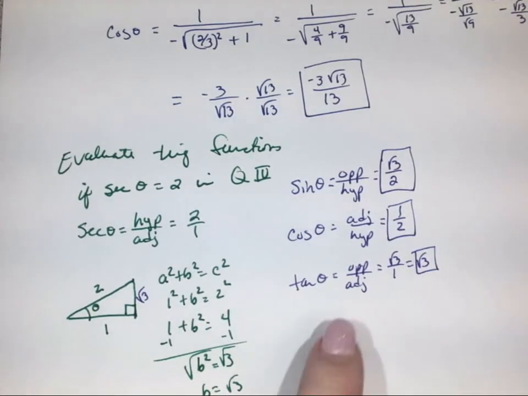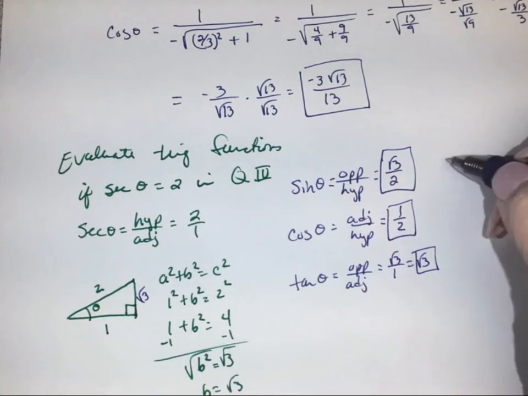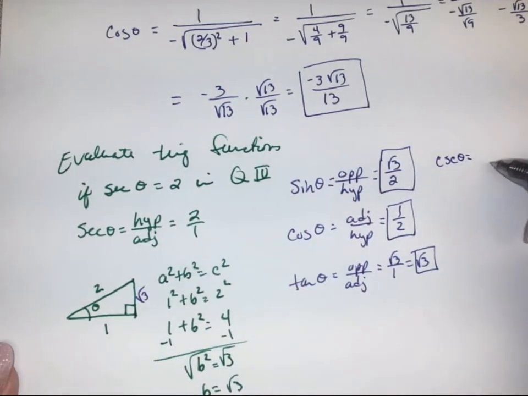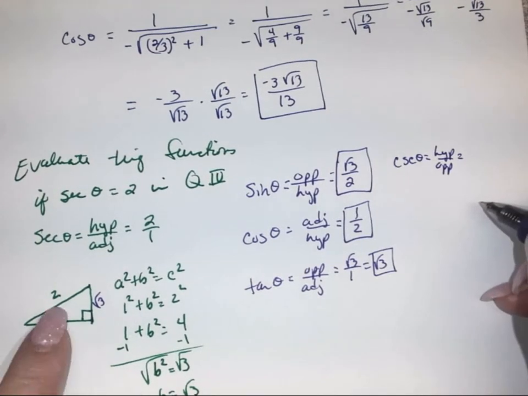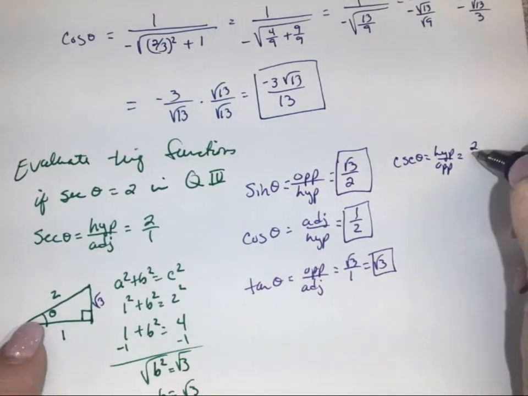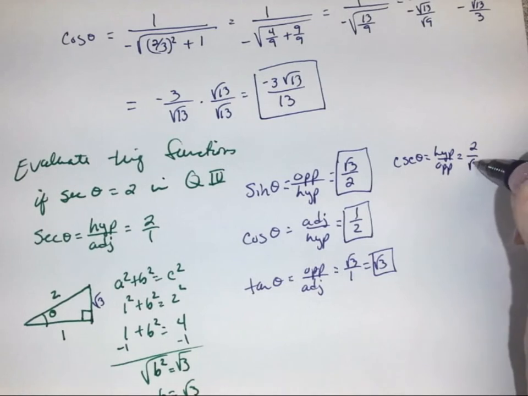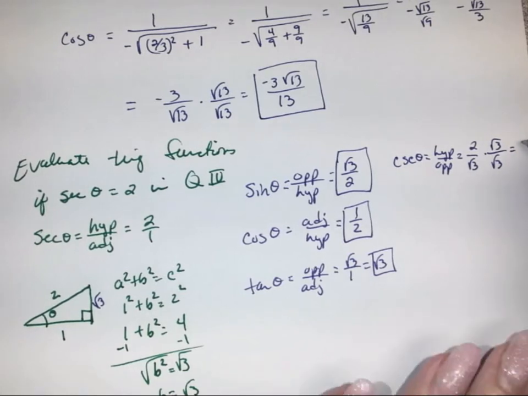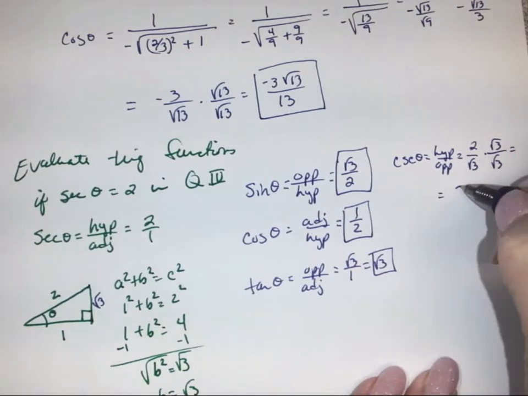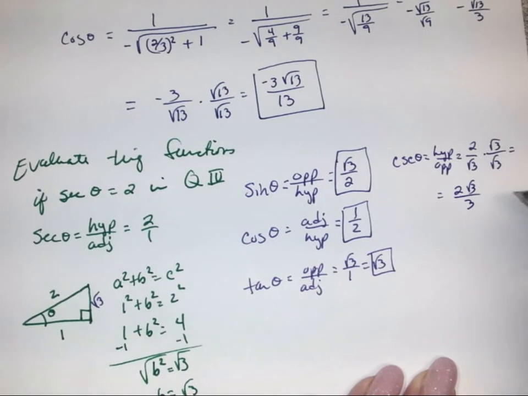Now we already know what secant is. We need to find cosecant. So cosecant theta would be equal to the hypotenuse over the opposite. And so the hypotenuse is 2 over the opposite side, which is the square root of 3. Rationalizing, we end up with 2 square roots of 3 over 3.